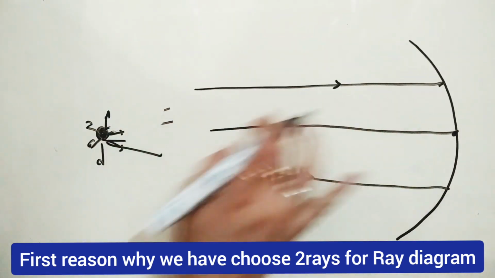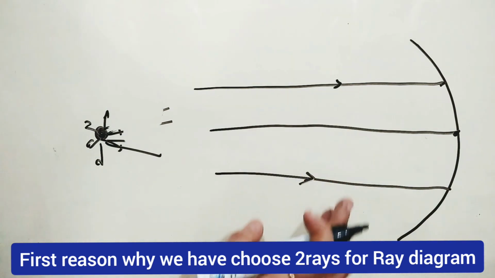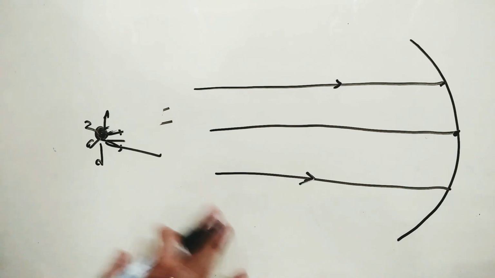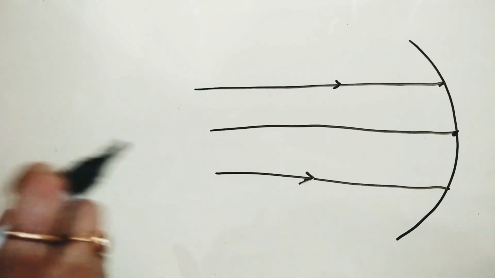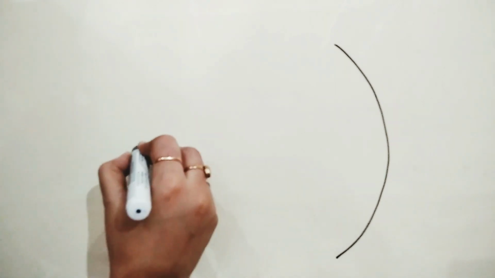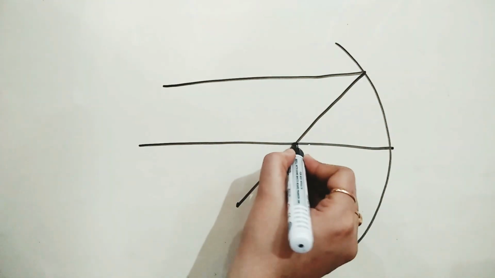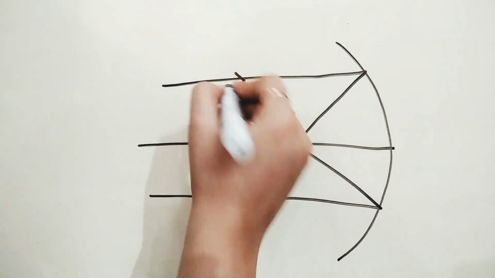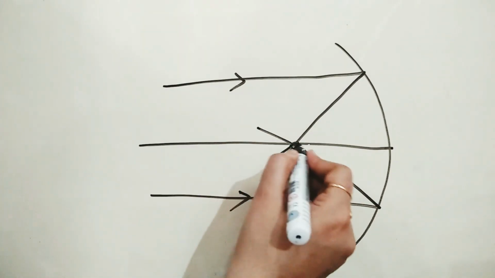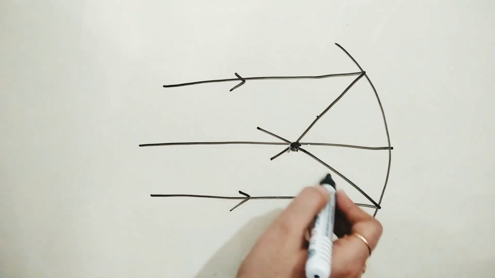If we use a large number of rays, then there will be a large number of reflections, and that diagram is not very clear in the representation. So for representation purposes, we only take 2 rays in the diagram formation. Now the question arises, why only 2 rays? Why not 1 only? Because the intersection of at least 2 rays will give us the image formation. This is the first ray, this is the second ray, and both are intersecting at this point. So the image is formed at that point where after reflection these 2 rays are meeting.